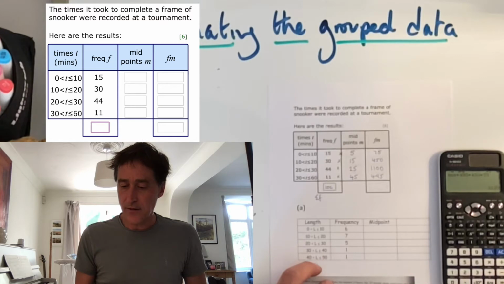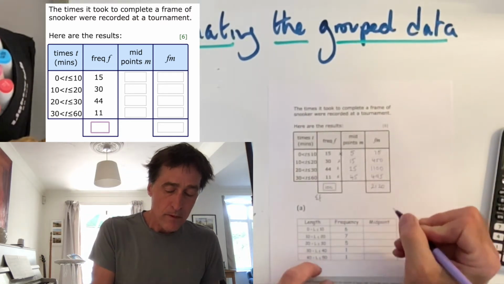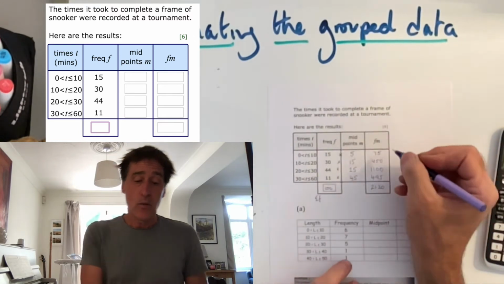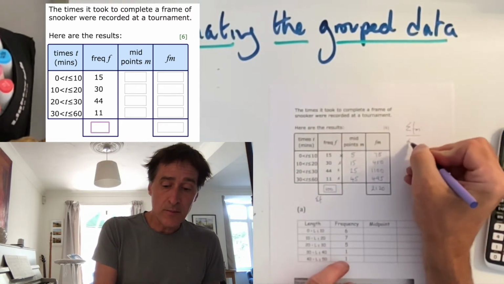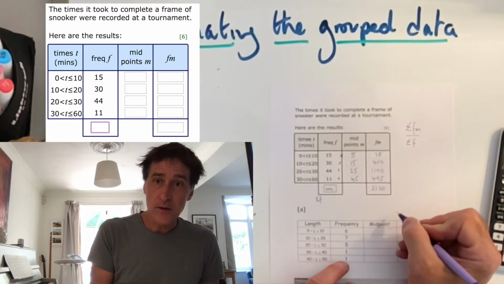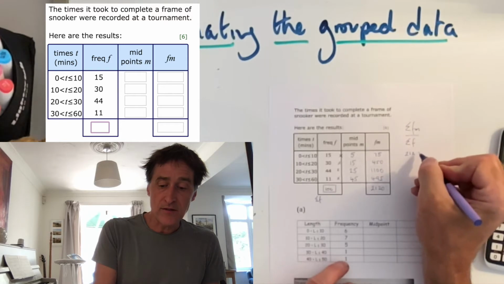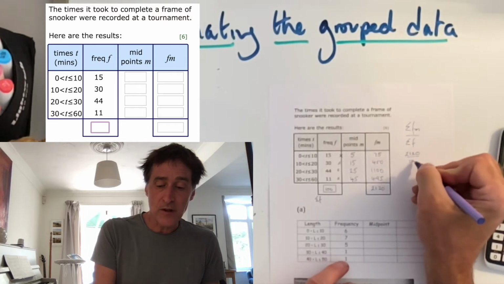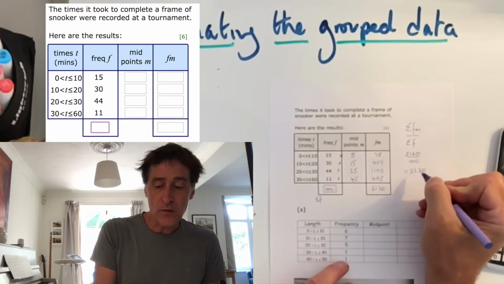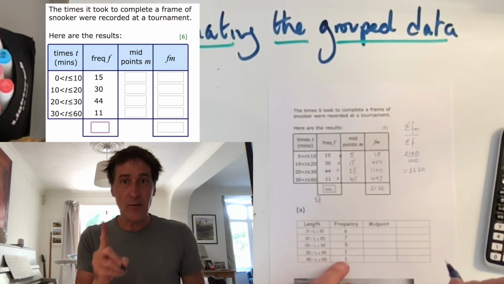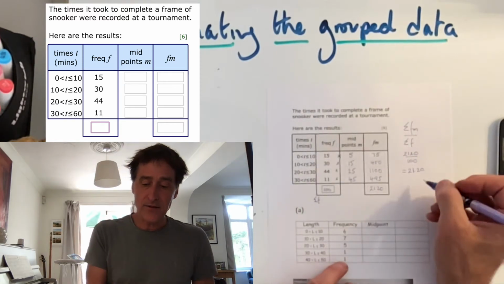Now let's add all those together, and I get a total of 2,120. To find the mean, I find the sum of all of those divided by the total number of frames. So that means it's 2,120 divided by 100, which is 21.20 minutes. Now be careful with that 0.2. There's a lovely button on a lot of calculators that looks like this.